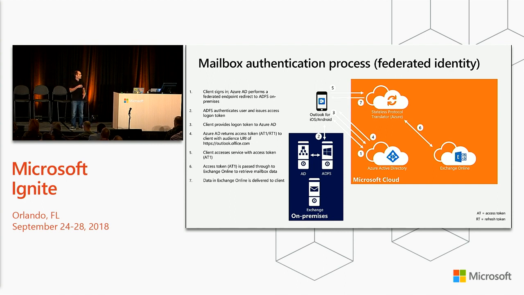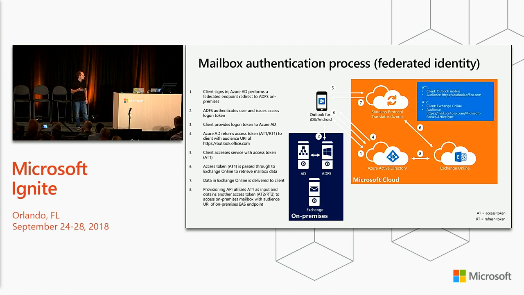Now, what happens if we throw in a hybrid modern authentication enabled on-premises mailbox into the mix? Well, we have to do two more steps. First, we have to obtain a second access token. Using the first access token obtained for the user, we obtain a second token on behalf of that user. This second token is scoped to between Exchange Online and the on-premises environment. That second token is then used to authenticate the user against Exchange on-premises, providing access to the user's mailbox data within the on-premises environment.